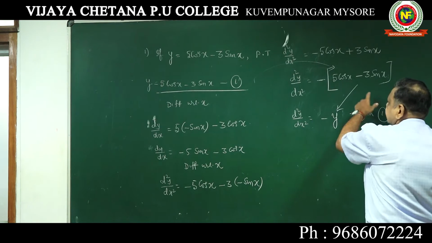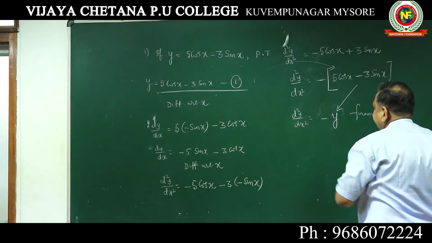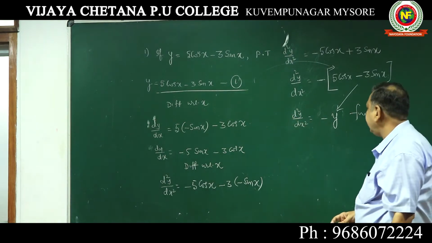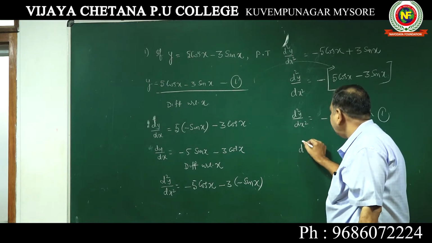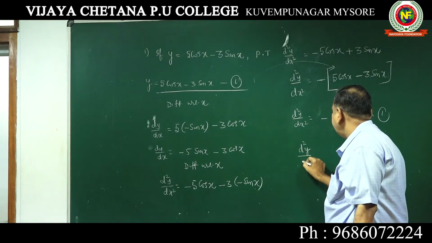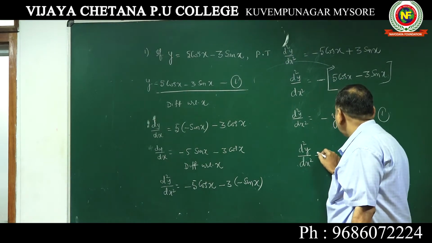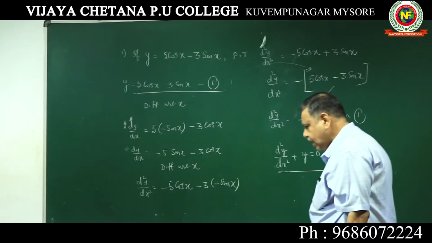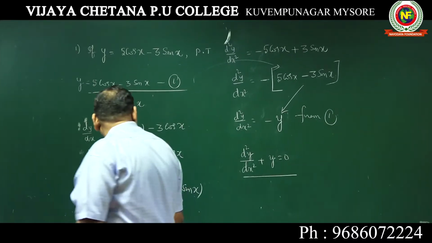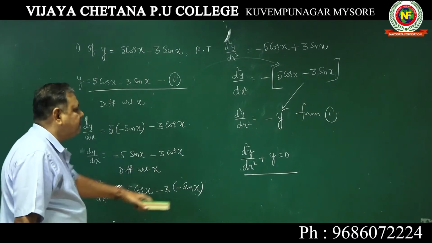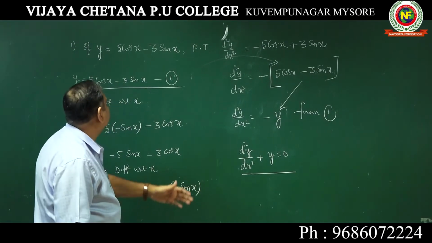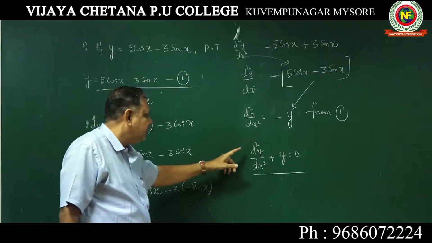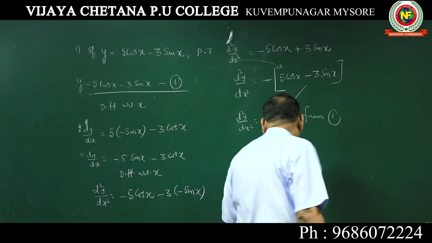5 cos x minus 3 sin x is nothing but y. So d square y over dx square is equal to minus y, or d square y over dx square plus y is equal to 0. You shift this y this side. I told you the answer also will come along with the problem itself. d square y over dx square plus y is equal to 0.